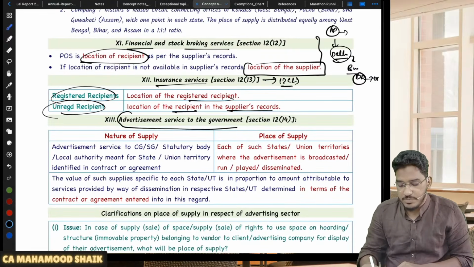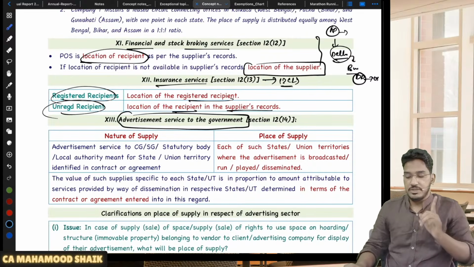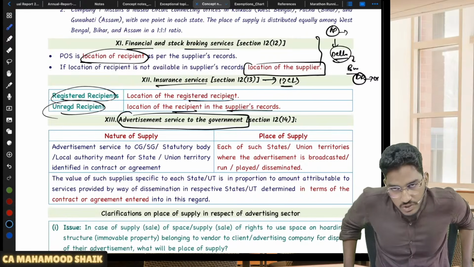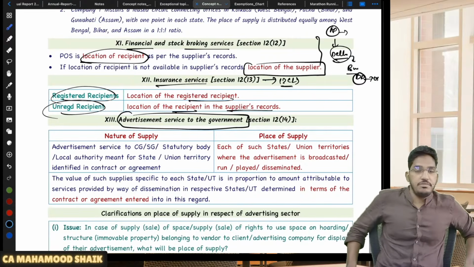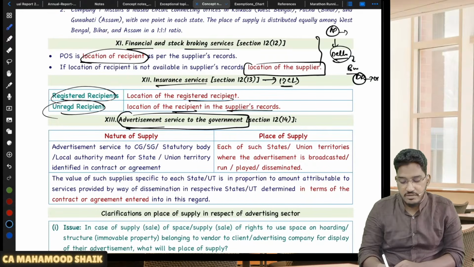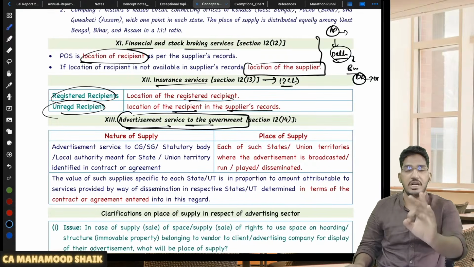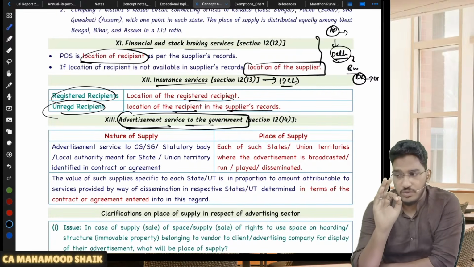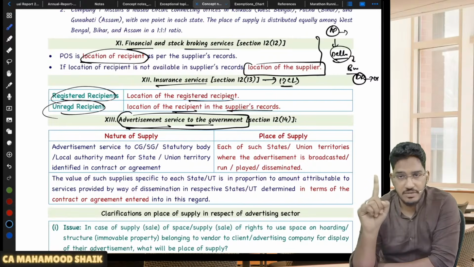Then we have advertisement services provided to government. Section 12 subsection 14. Here also many students often commit a mistake. 12 subsection 14 talks about advertisement services, but not that every advertisement service will be covered by 12 subsection 14. If you read it carefully, only advertisement services which are provided to the government will get covered under 12 subsection 14.